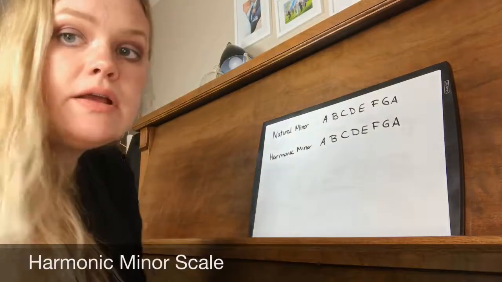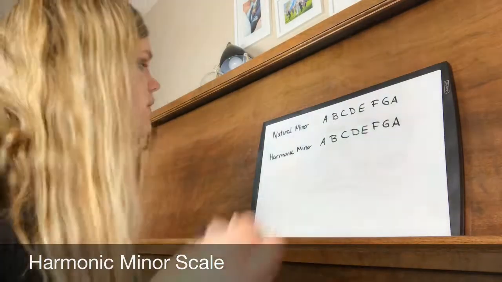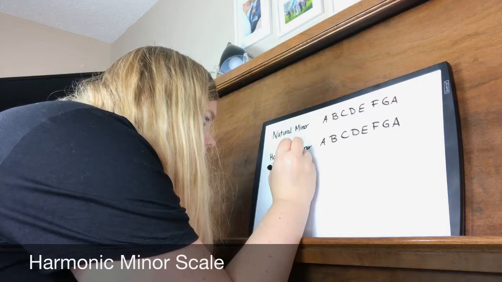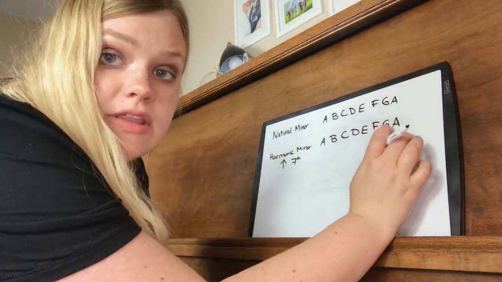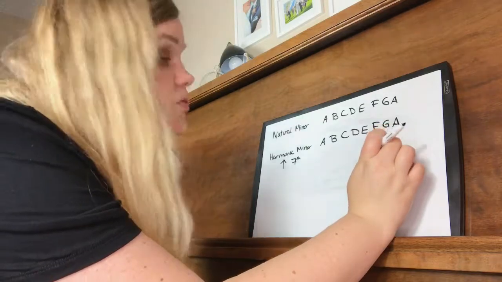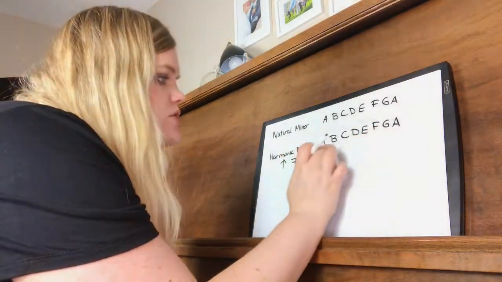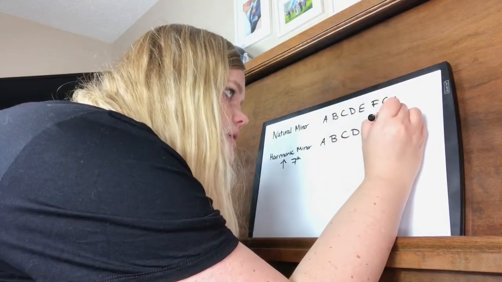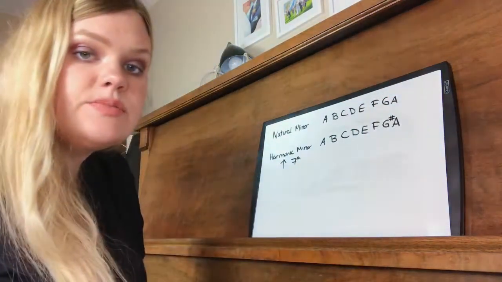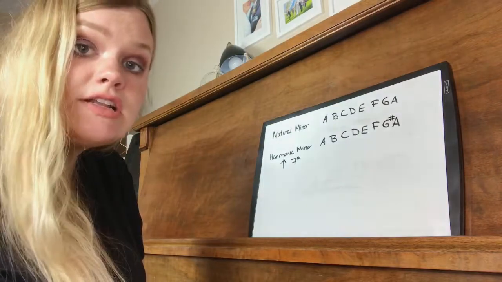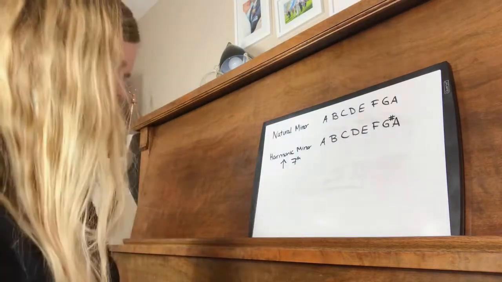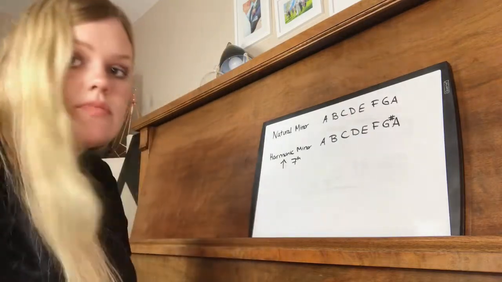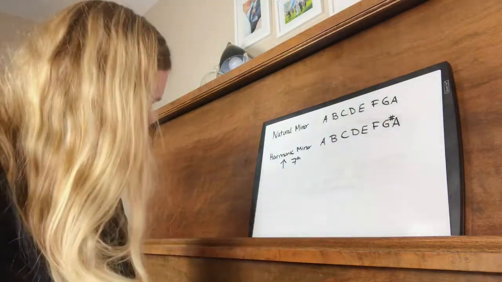Now the harmonic minor scale: what you're going to do is raise the 7th note. So everything is exactly the same, except we're going to raise that 7th note. So 1, 2, 3, 4, 5, 6, 7. That G is now going to be sharp. So your A minor natural scale sounds like this. Your harmonic sounds like this.